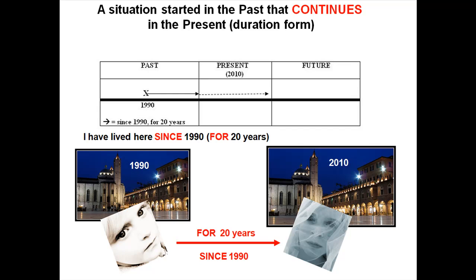The third situation, which is usually referred to as duration form, is when you want to stress the duration of an action started in the past that reaches the present. Let's suppose the current year is 2010. You can either say I've lived here since 1990 or I've lived here for 20 years. You mean the same thing. Here, the adverbs which will help you to identify this situation are since and for.